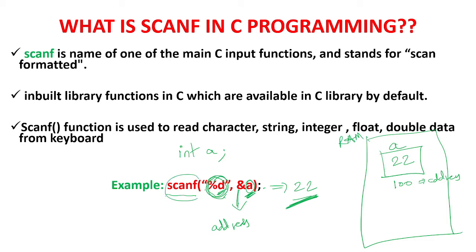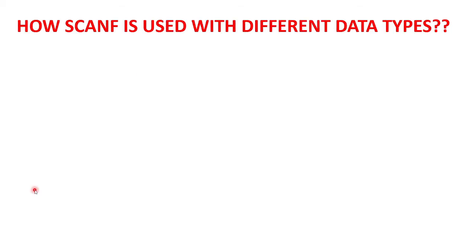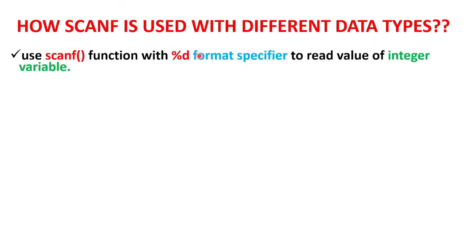Scanf means you are entering the data now. You have entered 22 using your keyboard. So this 22 has to go inside this a only. You want to store it inside the variable a. Variable a is a container which stores the data. So this address symbol will tell you where a is stored inside the memory. Now a is there at the 100th position, so at this location 22 will be stored. So now we'll see how scanf is used with different data types. You have to use the scanf function with the %d format specifier to read the value of an integer variable.